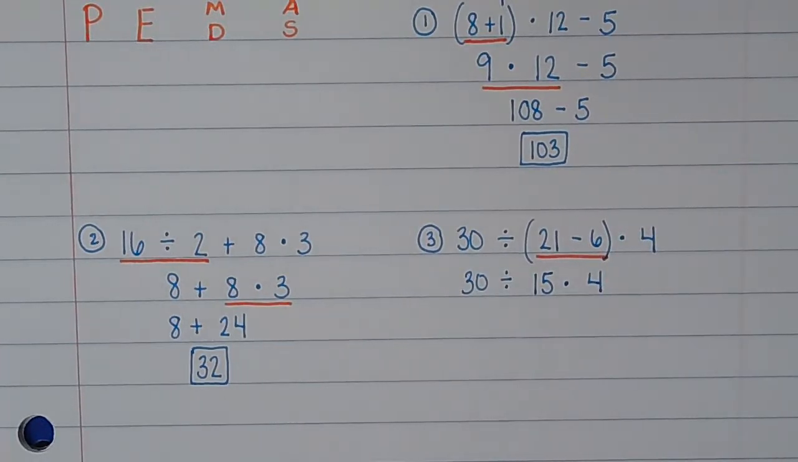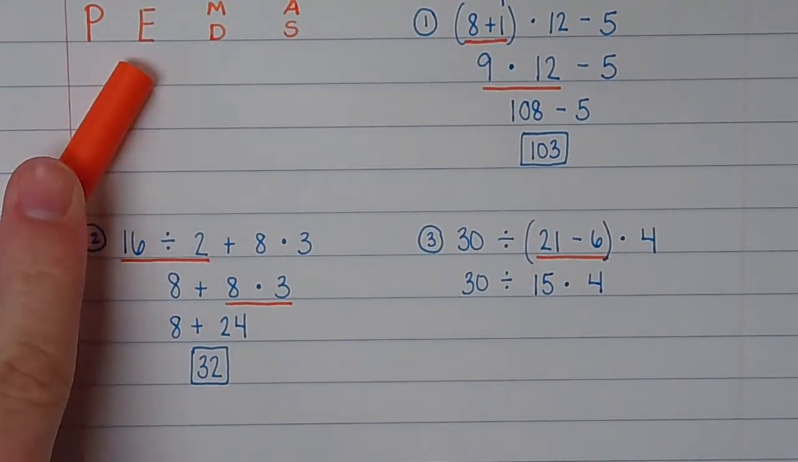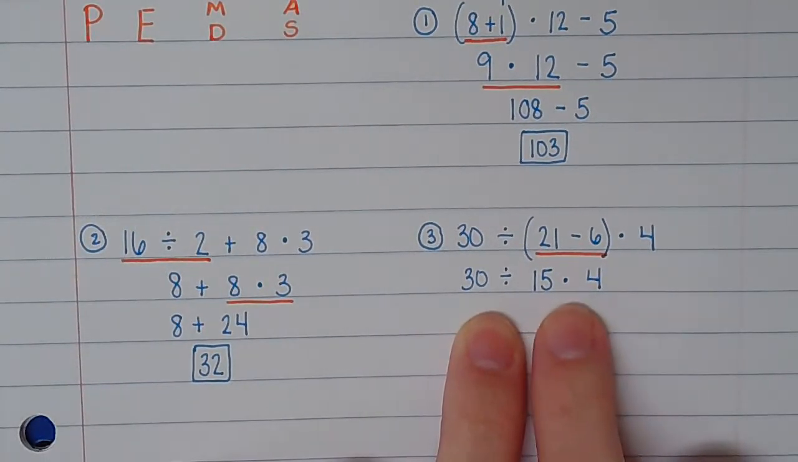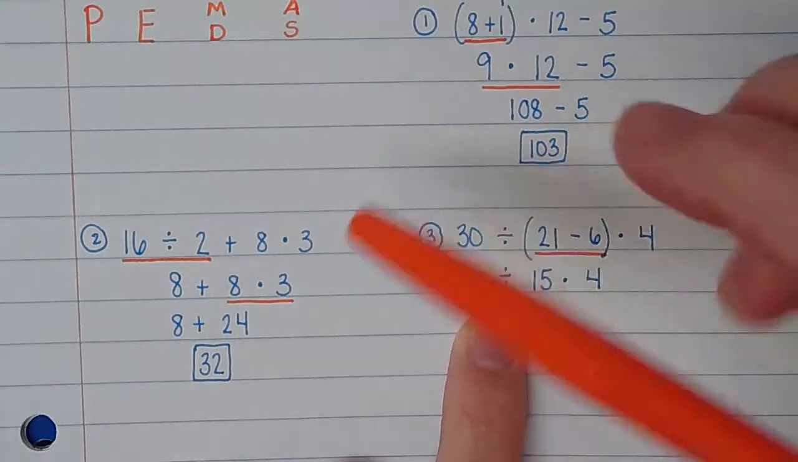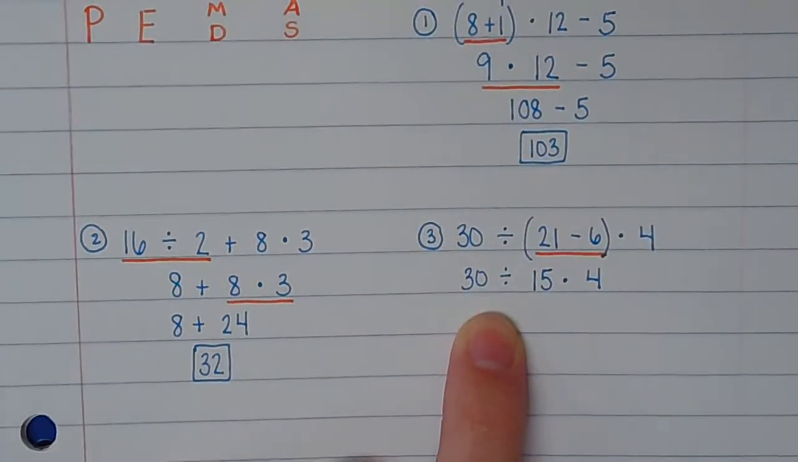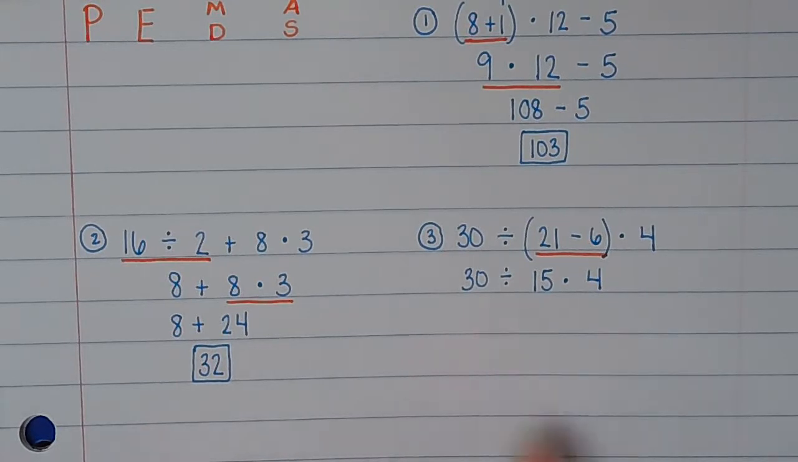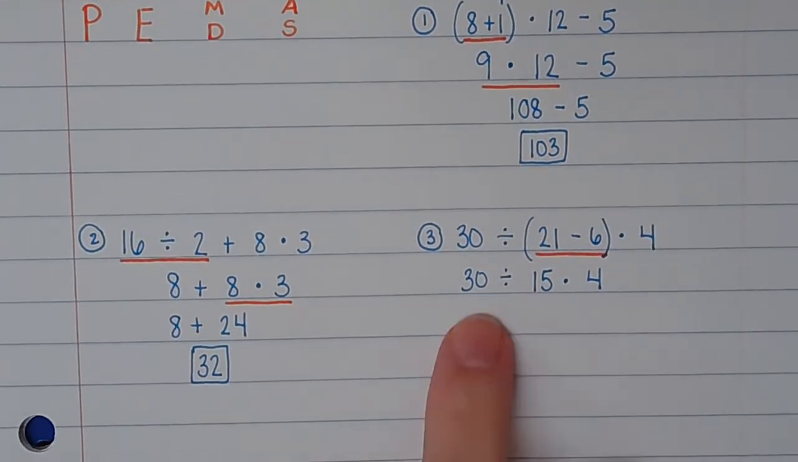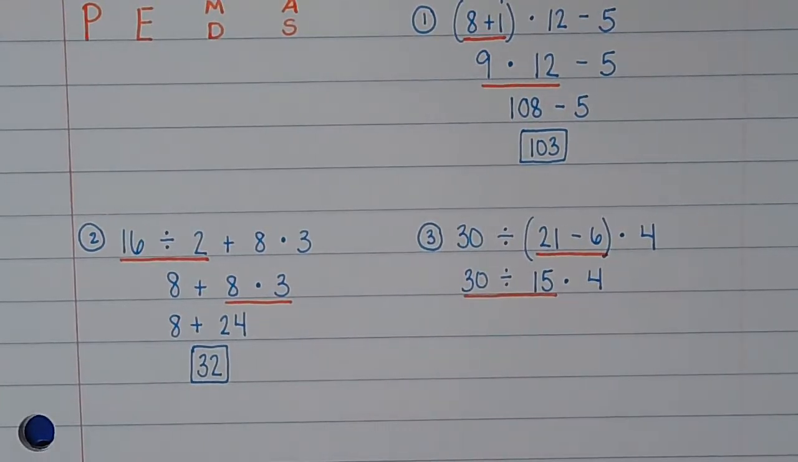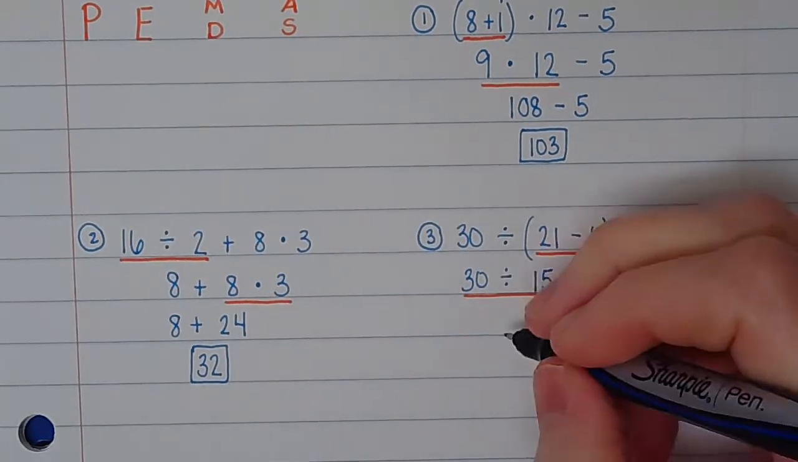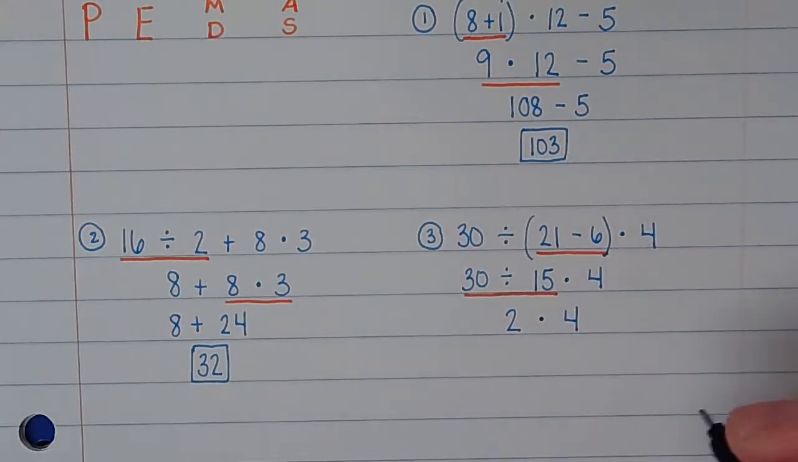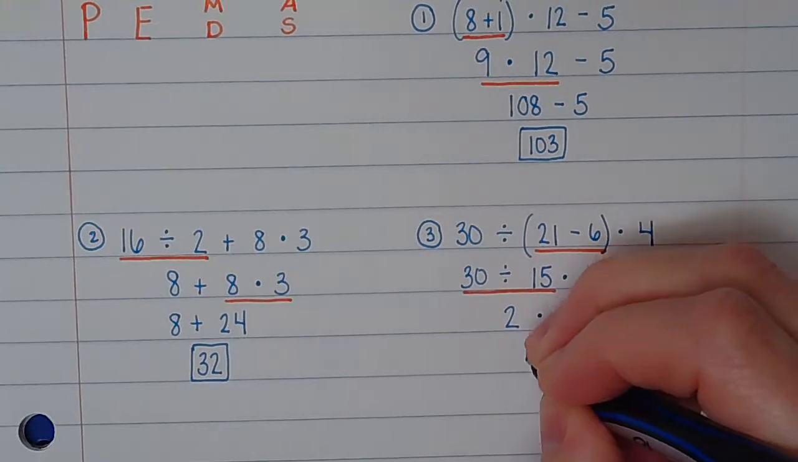Okay. I don't have any exponents. Multiplication, division. I've got both of those left. I don't do the multiplication first because M comes first. Remember, these are interchangeable. You can do either one of these. You have to do whichever one of them comes first in the problem. And obviously, when I'm doing this problem, the first thing I get to is division. So 30 divided by 15 is 2. Then I just have to do 2 times 4, which is 8.